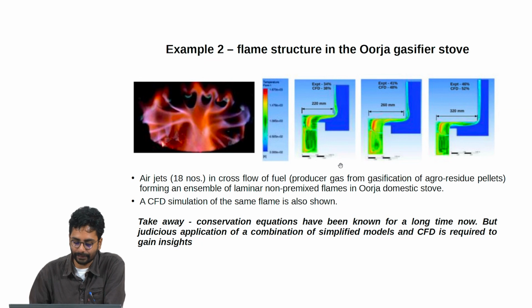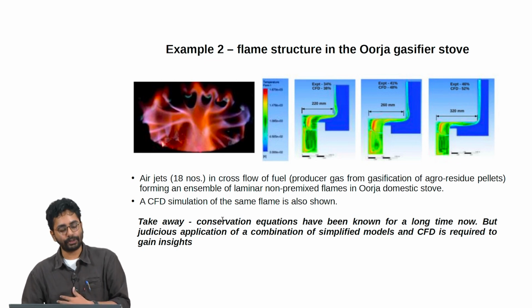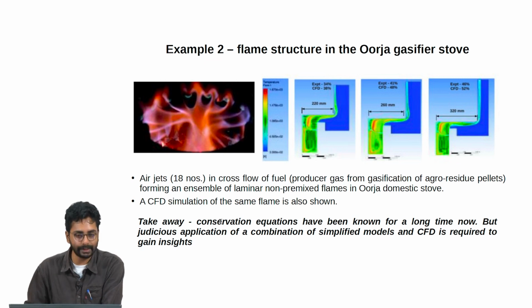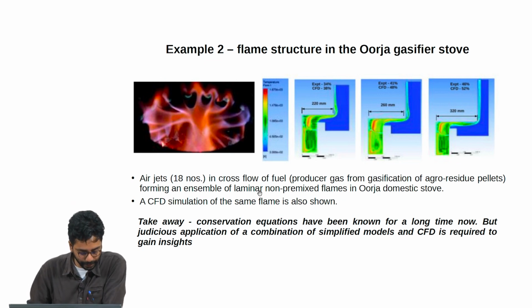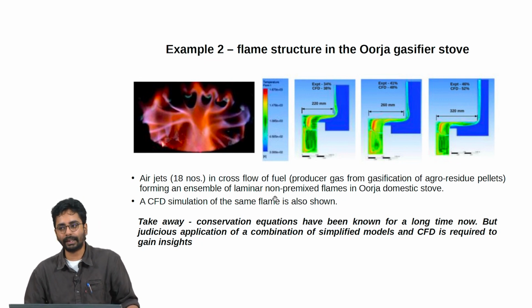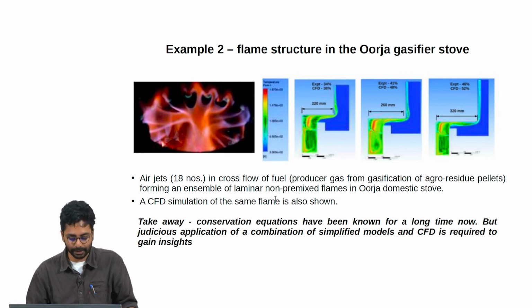And a CFD simulation of the same flame with the effect of the vessel included is shown on the right, and a comparison between the experimentally measured efficiency and the efficiency computed from CFD is also shown. It matches very well. So, these examples I wanted to show just to emphasize that conservation equations have been known for a long time, but judicious application of a combination of simplified models and CFD is required to gain insights, and it is important to recognize that there are situations where laminar flames control the dynamics, and much can be learned by using these principles judiciously.